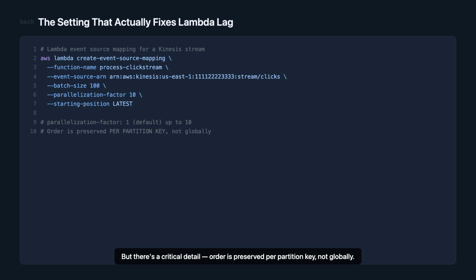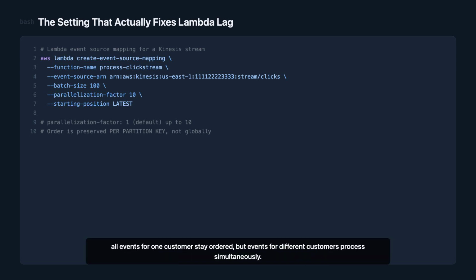Order is preserved per partition key, not globally. Records sharing the same partition key always go to the same Lambda invocation in order. Records with different partition keys can be processed in parallel. So if you partitioned by customer ID, all events for one customer stay ordered, but events for different customers process simultaneously.